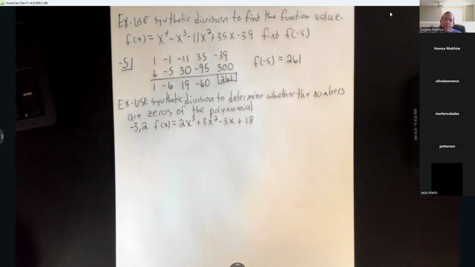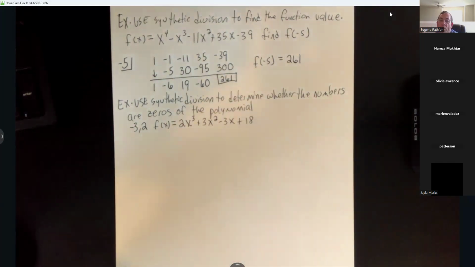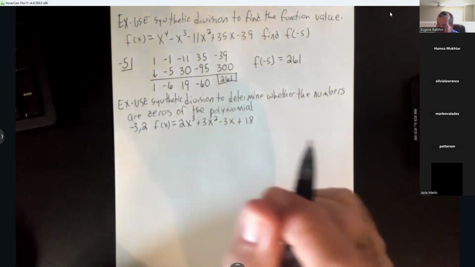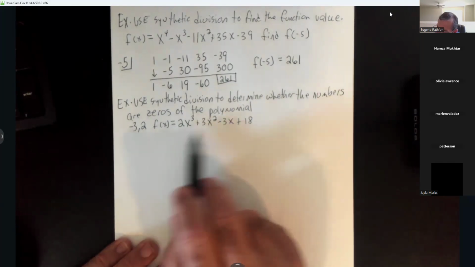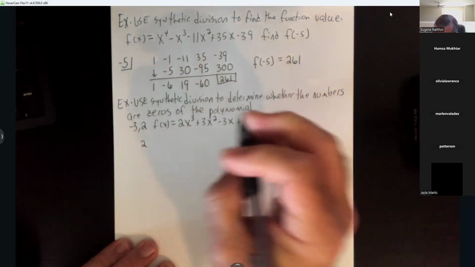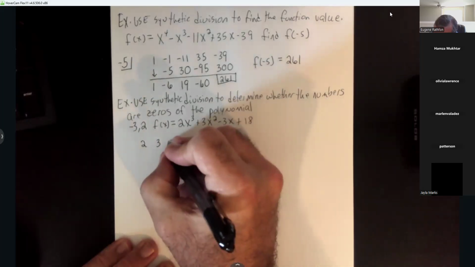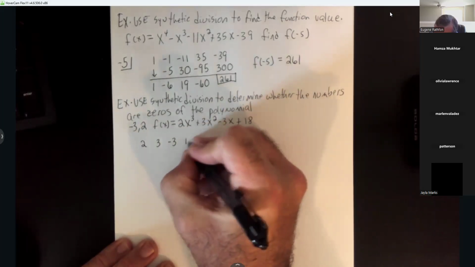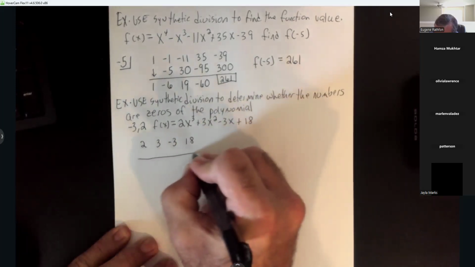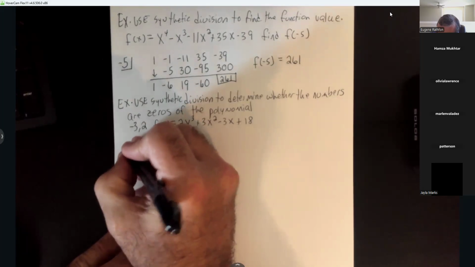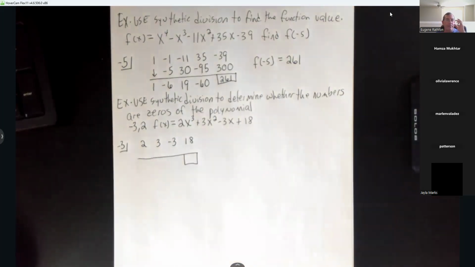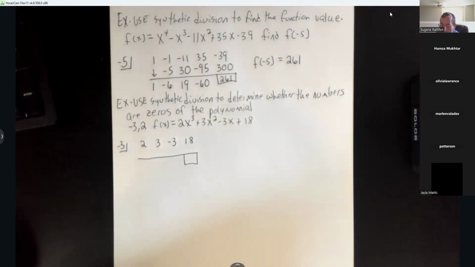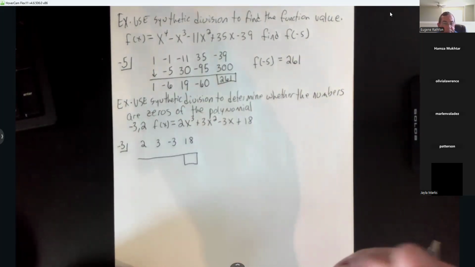So y'all listen, on these problems, if the number is going to be a 0, then that remainder has to be 0 on these, okay? So let's see, we got an x cubed, x squared, x and a constant term, so nothing's missing. So I got a 2, 3, -3, and an 18. I'm going to draw my box. Over here, my first C is going to be -3. And then we'll do that over here with a 2, okay?